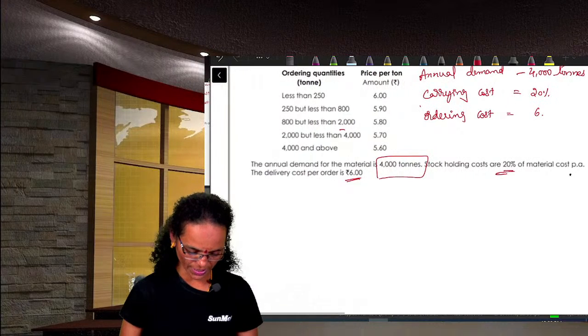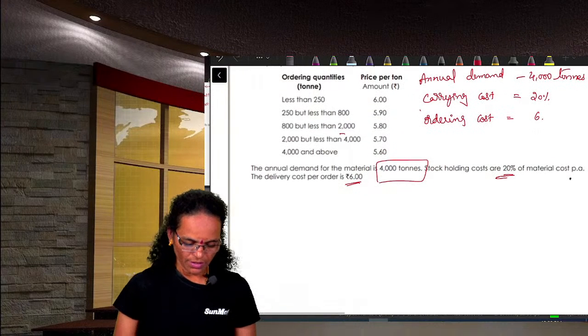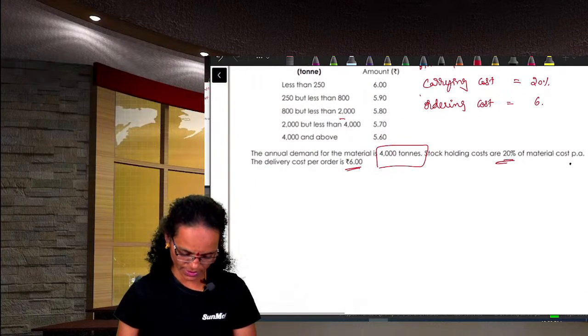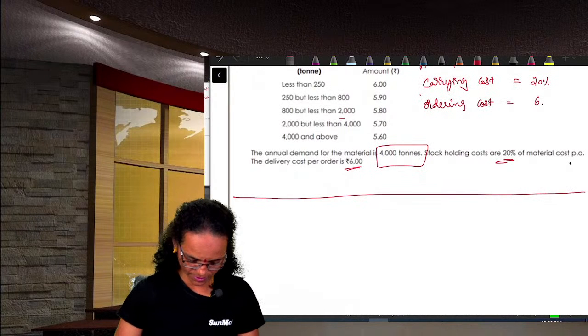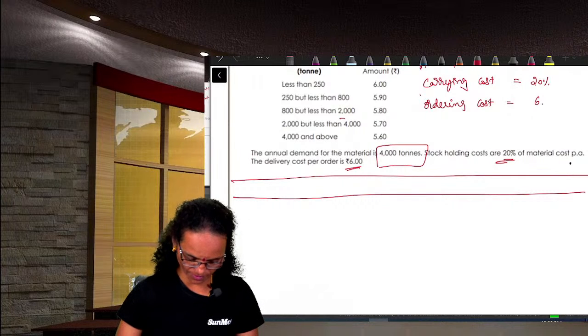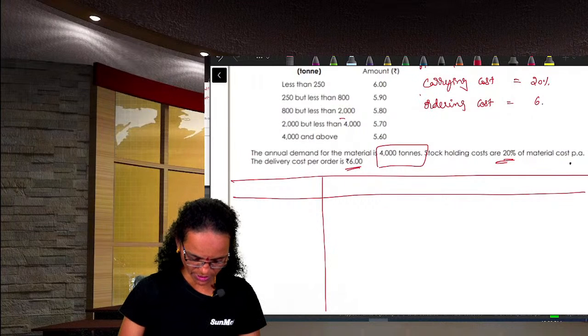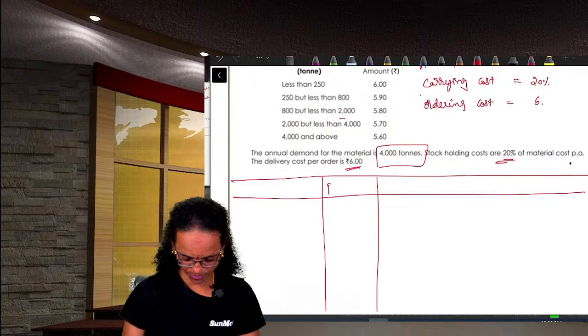Now we need to calculate. See, first one we will take, this is for the particulars. This is for the particulars quantity. This is for purchase cost.